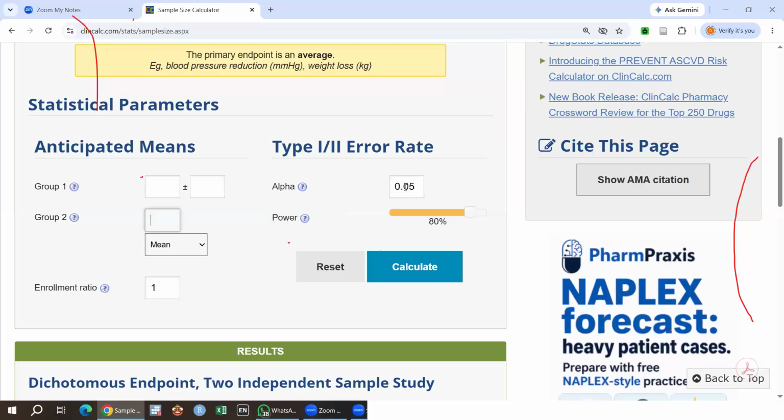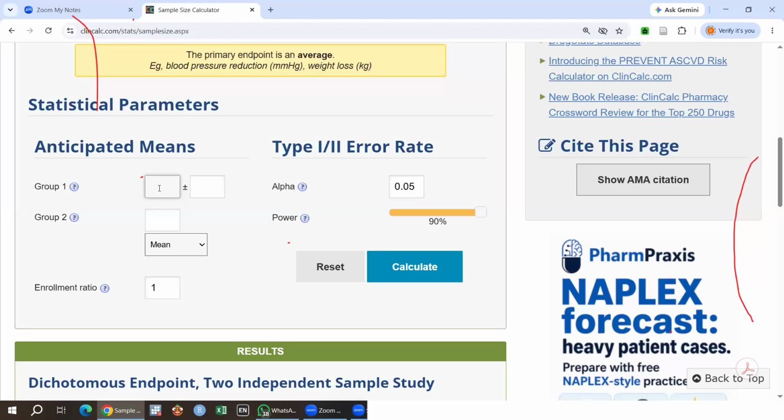And what is the power of the study? Because alpha is 0.05, the power of the study we have chosen is 90%, so just drag it to 90%. Then we are calculating for mean, enrollment ratio is 1. So please fill it. Because we are using group 1 SD for group 2, the sample size we have calculated is somewhat different. Okay, so please remember this.